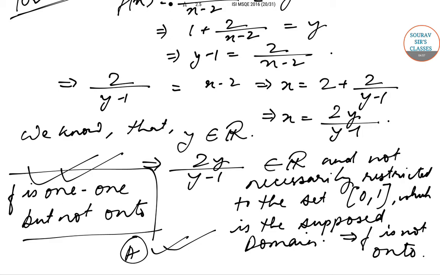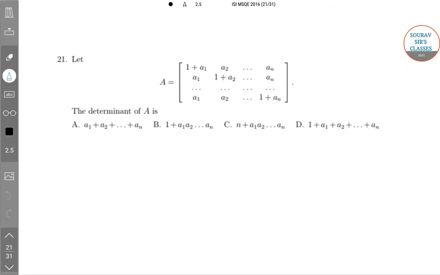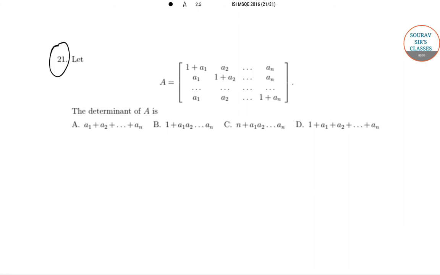Now let's move on to the next question. In the next question, which is question number 21, we've been told that A is a matrix given by this structural formation: 1 plus A1, A2, dot dot dot, AN, and so on. If A is this matrix, then we have to find out the value of the determinant of A.